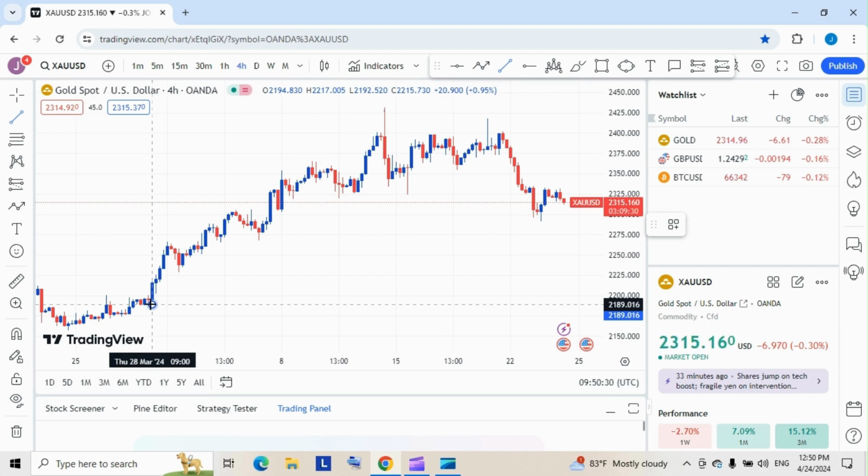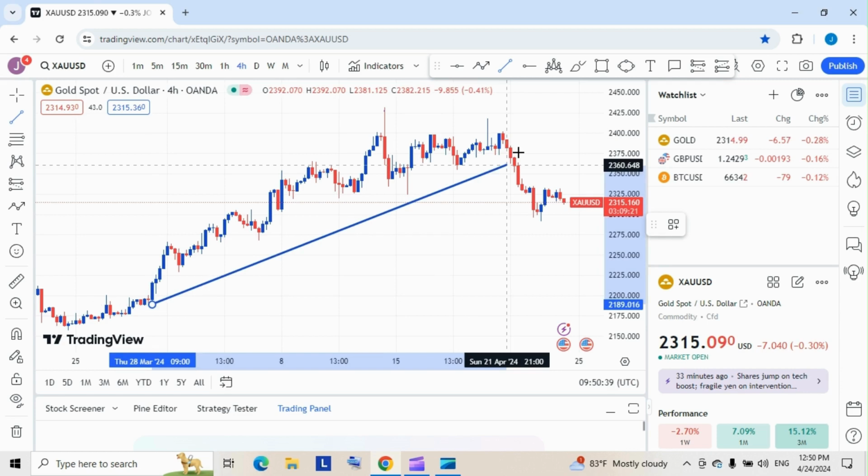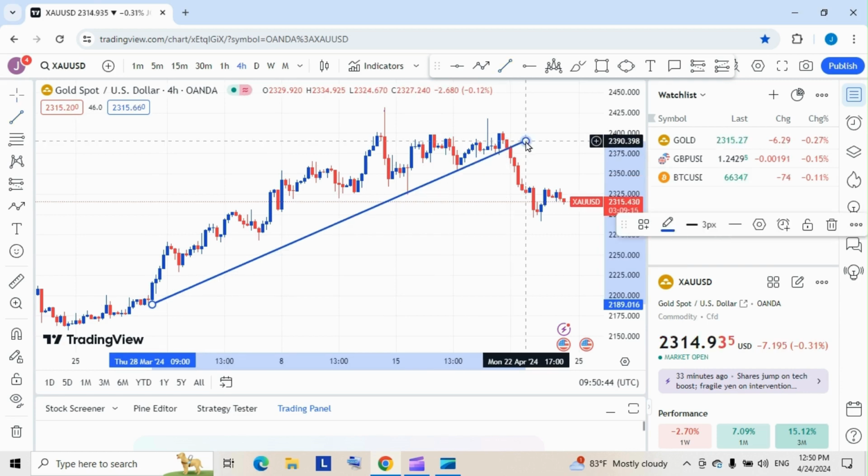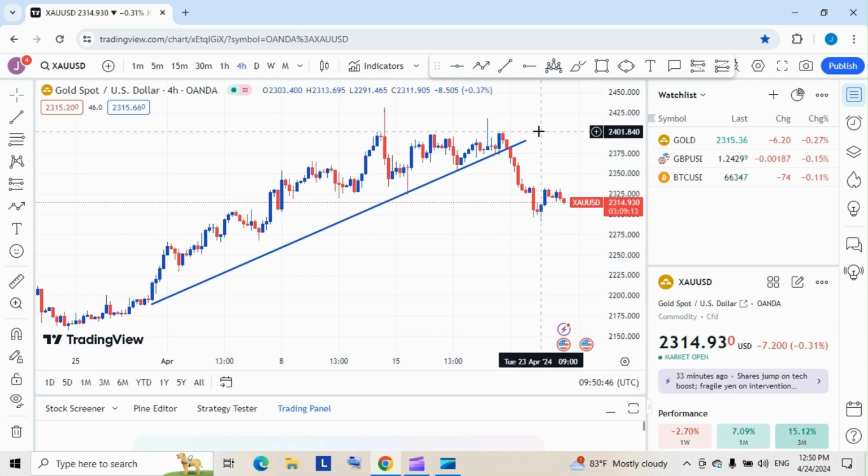So what you are going to do is take your trend line like this, and connect like this. Firstly, you must know what a trend line is. A trend line is a straight line that connects two tops or bottoms. So this is a bottom. You don't need to force it.